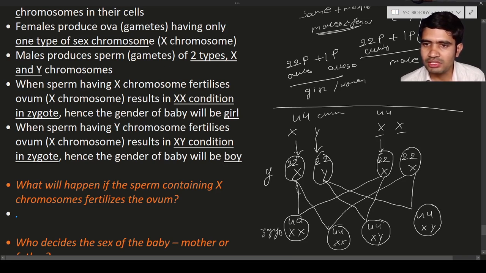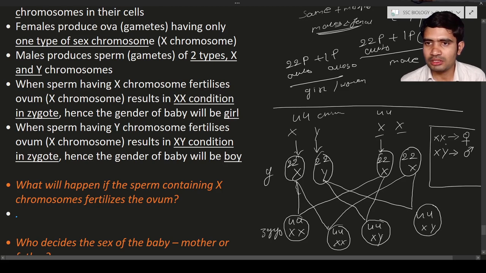Now you have to remember one small thing: if X and X allosomes are present, it leads to the formation of a female, which means the gender of the baby will be a girl. And if X and Y chromosomes are there, the gender of the baby will be male.